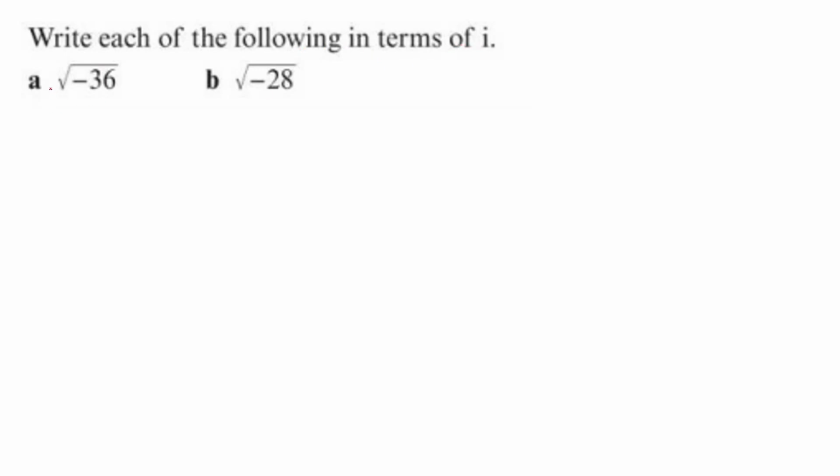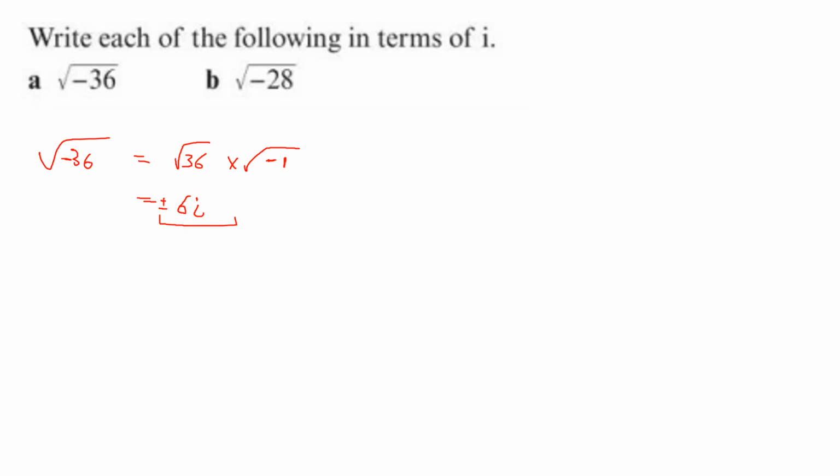Well, how do we usually simplify square roots? The square root of minus 36 is equal to the square root of 36 times the square root of minus 1. The square root of 36 is 6, and the square root of minus 1 is i. So therefore, the square root of minus 36 is plus minus 6i.